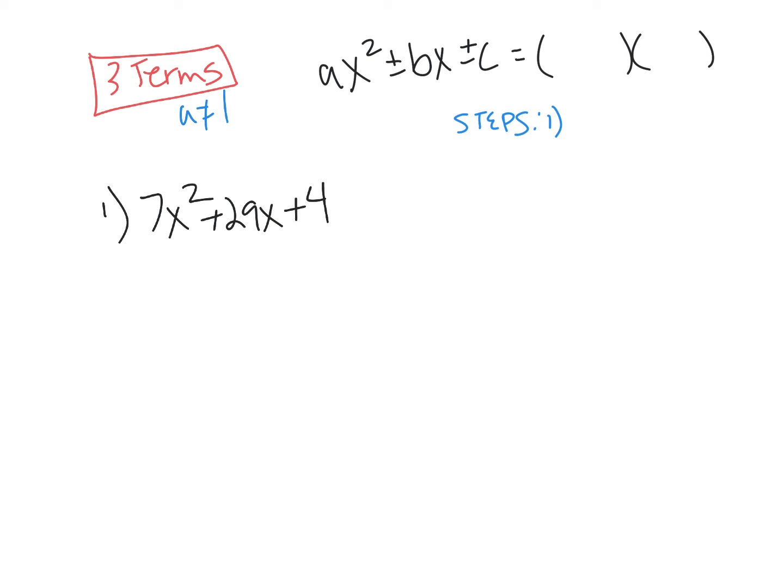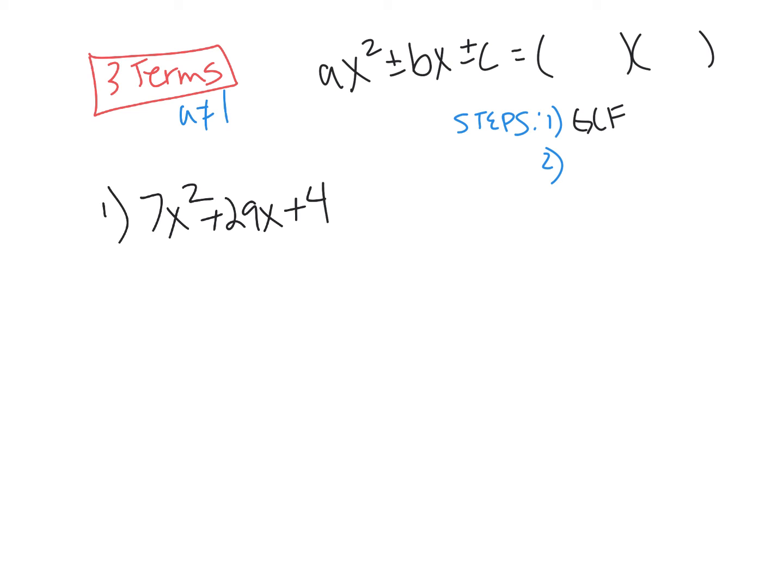First, always I should start with GCF. Okay, let's see. 7, 29, 4. Is there a certain number that I can factor out or divide by that is common to all 3? And there is not. So what we're going to do is, when I don't have a 1x squared, I'm going to turn it into a 1x squared. So my first step is always GCF if you have it. We did not have it here. So now we're going to turn it into a 1x squared.